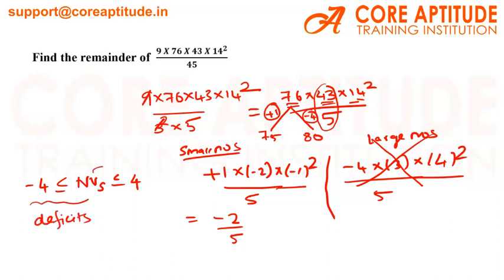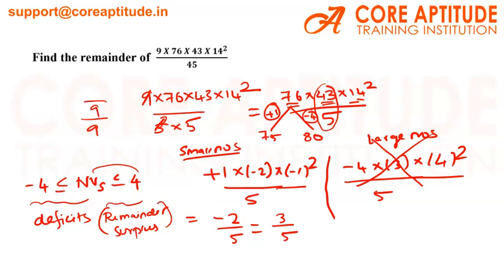What about these positive values? 0 to 4 are all remainders, that is surplus. Now minus 2 divided by 5 is a deficit. How can I write it as a remainder or surplus? I can say it is 3 by 5. We initially cancelled the common factor, that is 9, on both numerator and denominator. So multiply the last value by 9, because the denominator in the question is 45. So I can write 45 here and 27. So here the answer is 27.